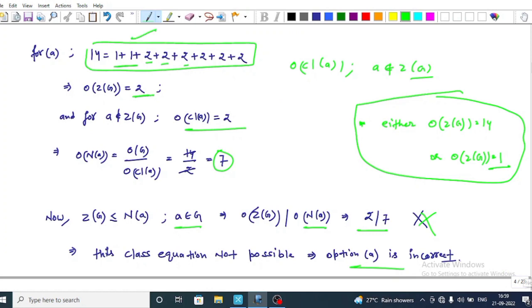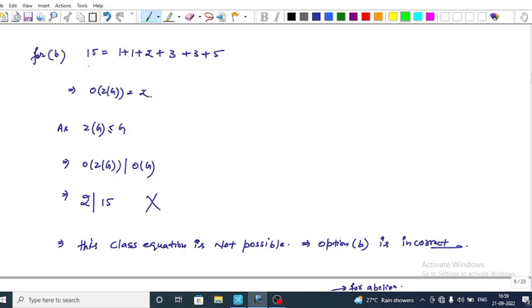Now come to option B. In option B we have given that 15 equals 1 plus 1 plus 2 plus 3 plus 3 plus 5. From this classification we notice that order of Z(G) equals 2, because 1 repeats 2 times. Now we know that Z(G) is a subgroup of G, then by using Lagrange theorem, order of Z(G) divides order of G, that is 2 divides 15, but this is not possible. This representation of a 15 order group is not possible.